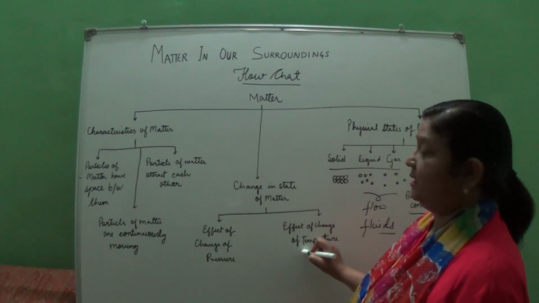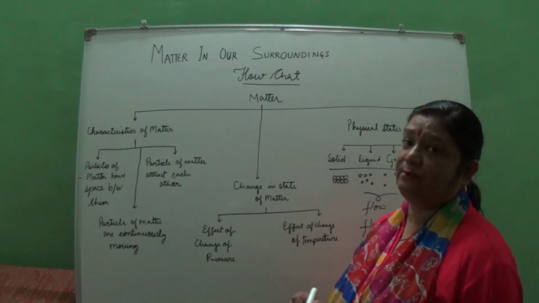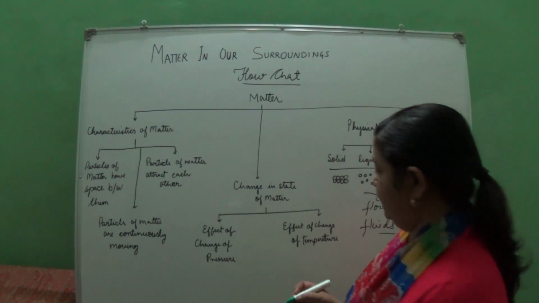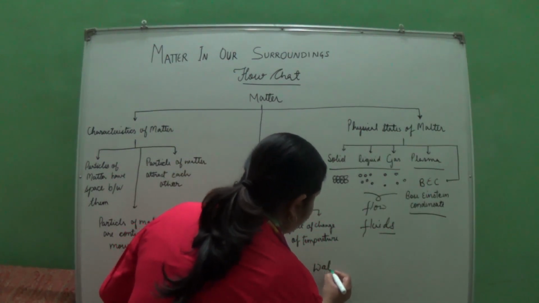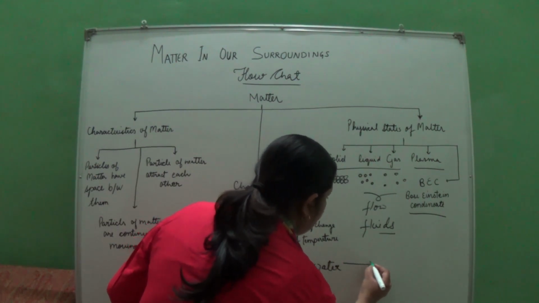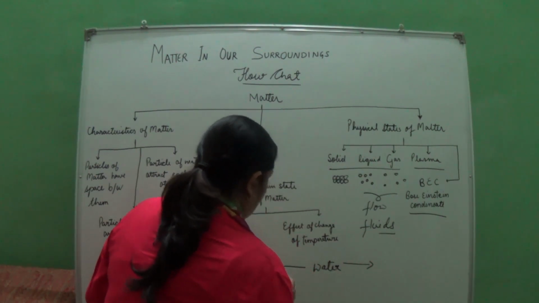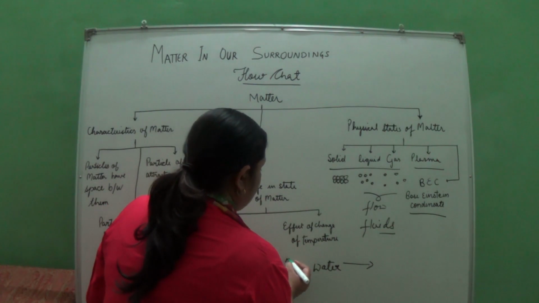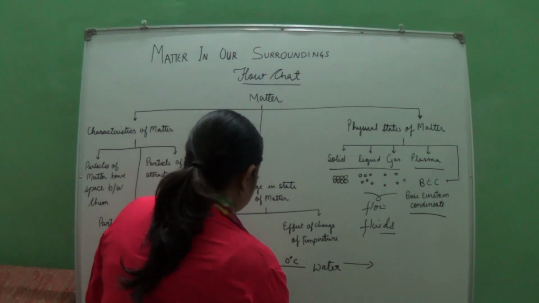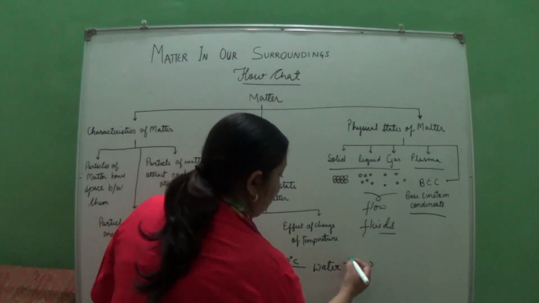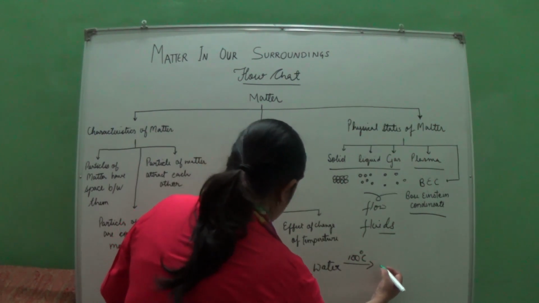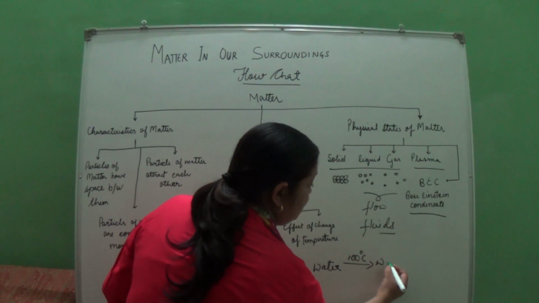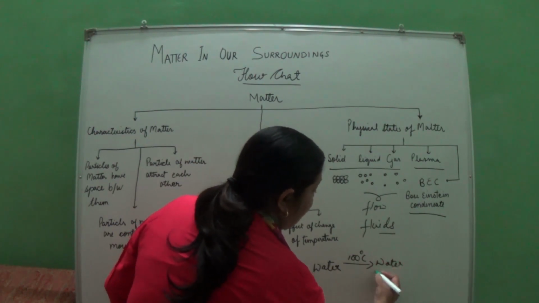What happens due to temperature? Suppose we are taking water. We are doing two things. What? We are lowering the temperature to 0 degrees Celsius, it becomes ice. Or we are raising the temperature to 100 degrees Celsius. What happens? It forms water vapor.